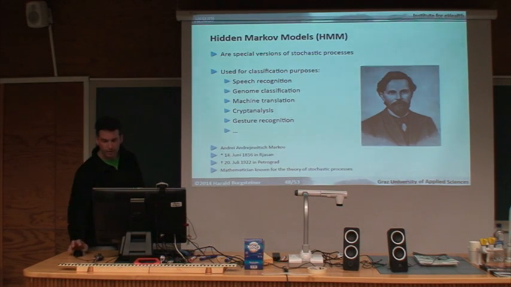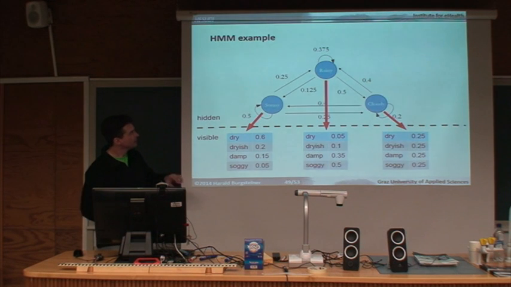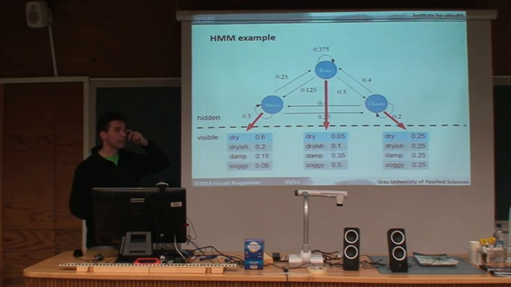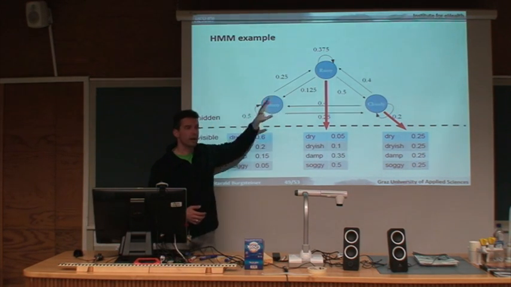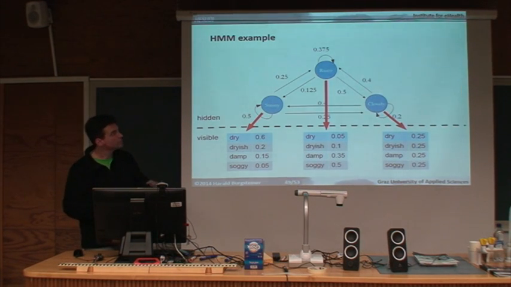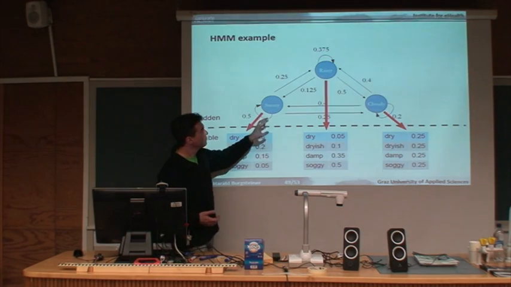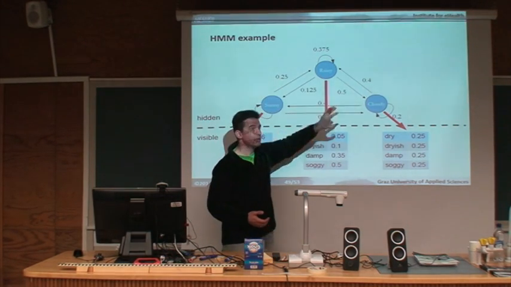So hidden Markov models are basically just a statistical model where you differentiate between the actual process that is going on, but you cannot observe it directly. So this is why it's called the hidden Markov model. And you have some observations you can make. So in this example, weather could be sunny, rainy, or cloudy.